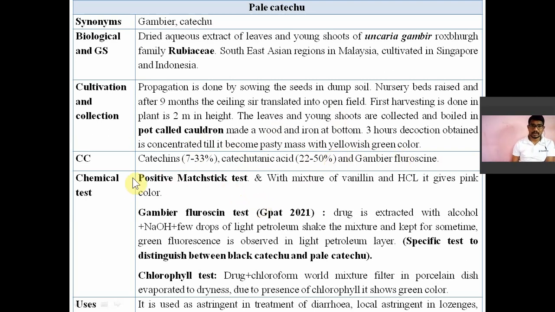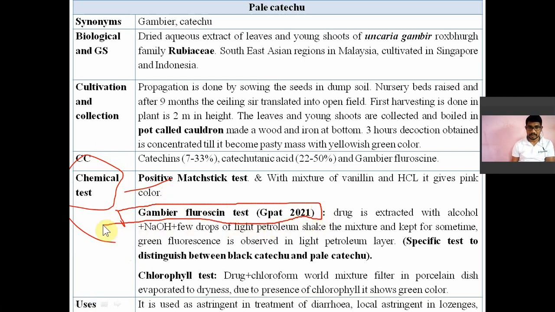The chemical constituents are catechin 7 to 33%, catechu tannic acid and Gambier rosin. Chemical tests: they can ask questions on this. It will give a positive mastic test, and the vanillin hydrochloric acid test will be positive. But the major difference between Acacia catechu and pale catechu is the Gambier rosin test.